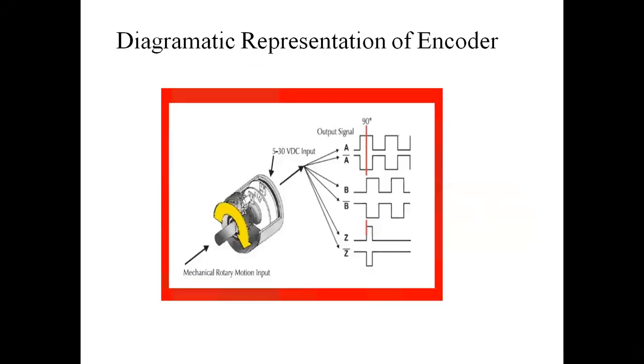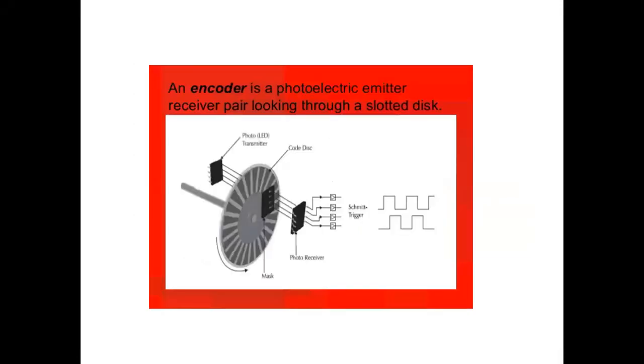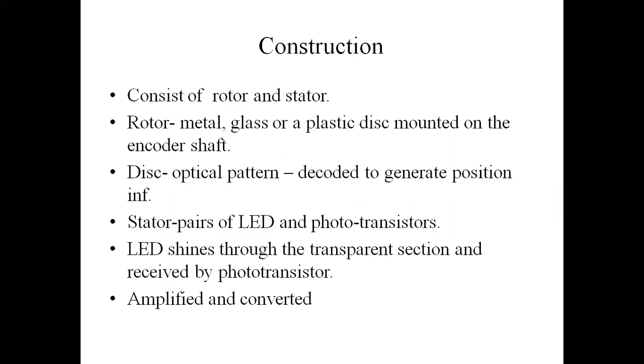This is the diagrammatic representation. We have a mechanical rotary motion input, and the output signal. We have an opaque area, transparent segment, LED assembly, sensing shaft, coded disk, light sensor assembly, phototransistors, everything. Apart from that, this is the mask. In the photo receiver, we'll have a Schmitt trigger output, the disk, and the LED. So an encoder is defined as a photoelectric emitter-receiver pair looking through a slotted disk.